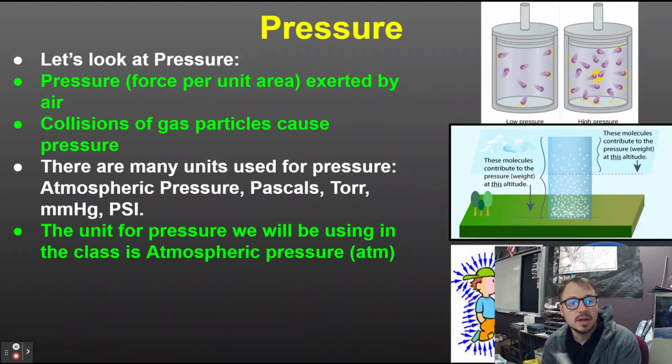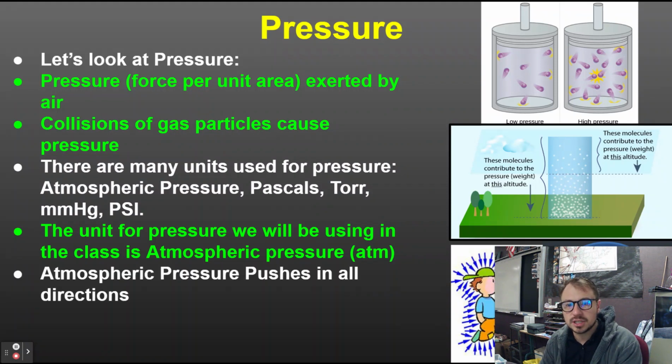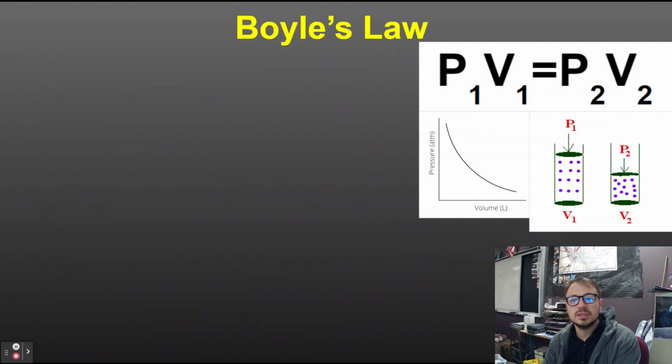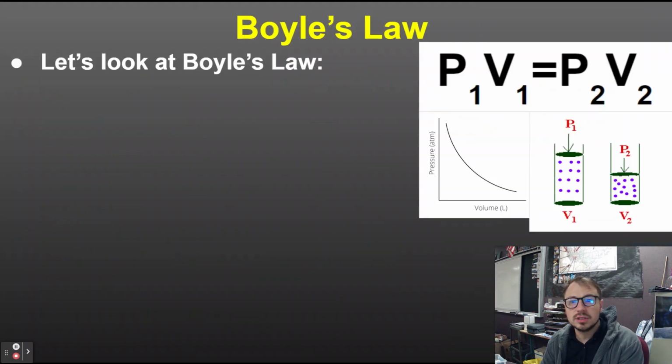You can use any of them. That's just going to change the constant, and we'll get to that later. But we're going to be using atmospheric pressure. So atmospheric pressure presses in all conditions. As altitude increases, the air pressure decreases. So let's just go into the laws.